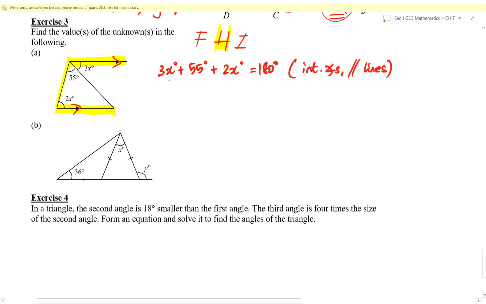Okay, so just solve. 5x will give us 180 minus 55, which is 125. So x must be, notice that I just dropped the degrees, so x must be 25. So in this way, I don't have to write x degrees is 25 degrees, therefore x equals to 25.